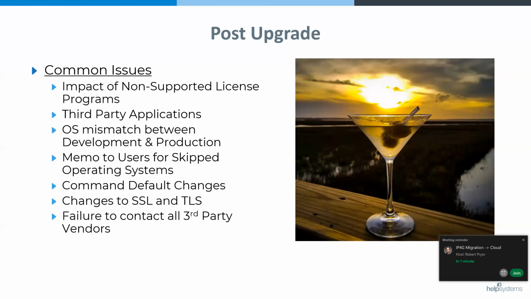Common issue, third-party applications. For whatever reason, we either didn't contact all of them or they're not working at 7.5. This is a pretty common one, an OS/400 mismatch or an IBM i mismatch between a development and production system. You may have upgraded your development partition ahead of the production partition and are compiling programs on the development machine at 7.5 and attempting to restore them on the production machine at 7.3 or 7.4. That's going to cause an issue.